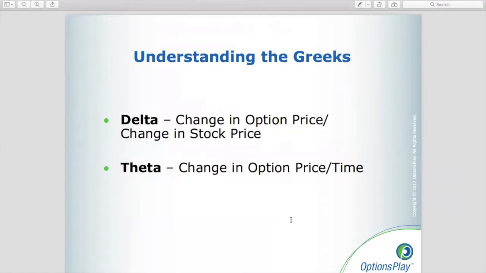So there's two things that we all need to look out for: delta and theta. Delta refers to the change in the option price with respect to the change in stock price.